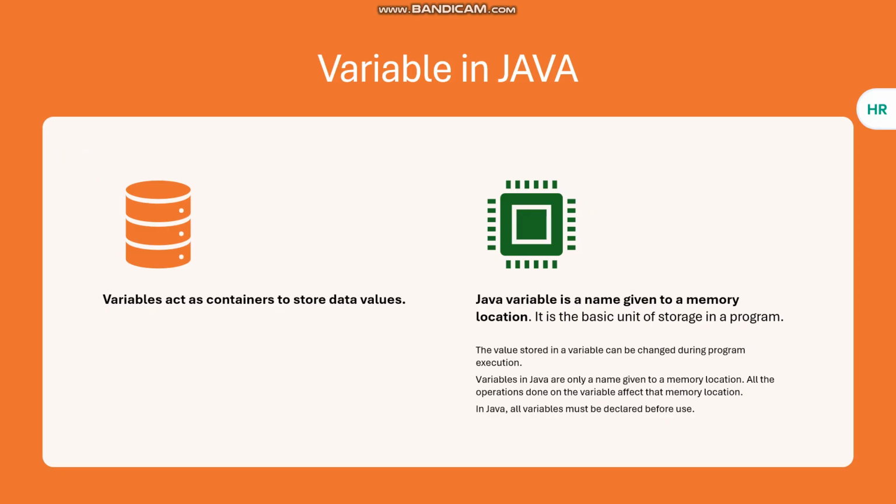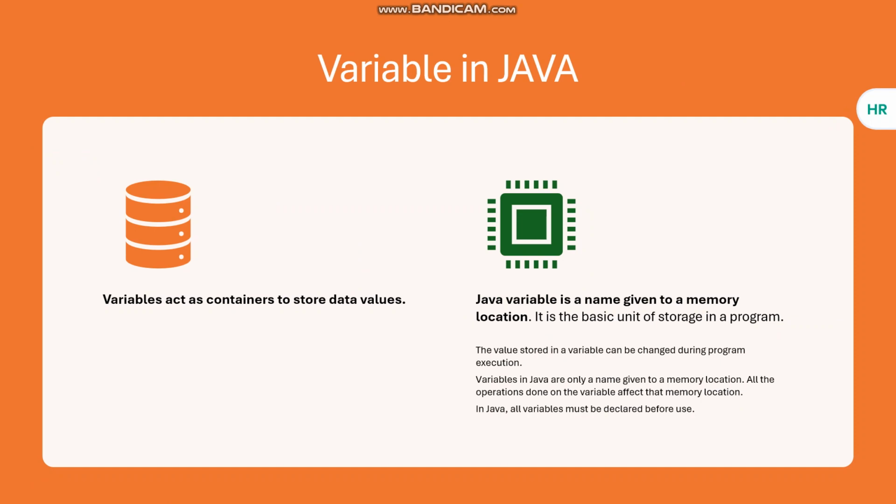So, what are variables? Variables in Java act like a container. We can treat it like a bucket: the bucket is the container, we put some water in the bucket, and that water is called the value that we assign in the container. So a variable is a name given to a memory location, and the variable's value can be changed at execution time. If any operation is done on the variable, it affects the memory location.